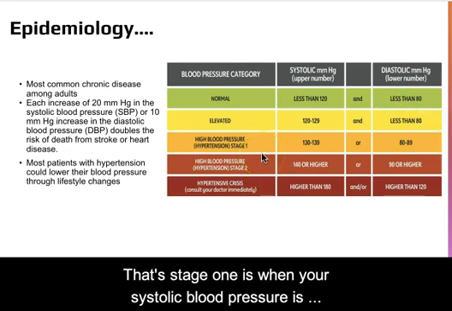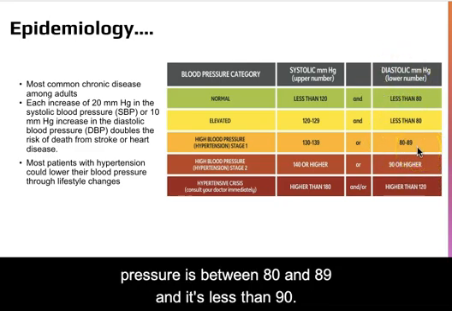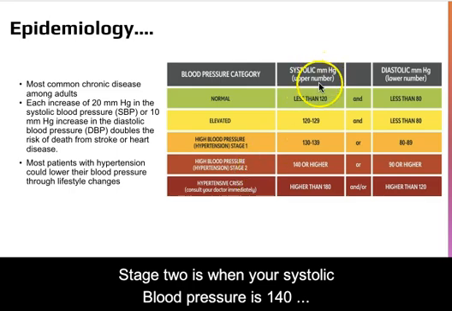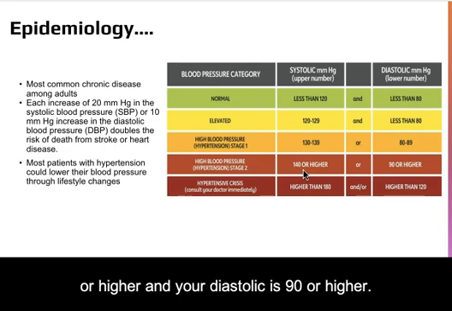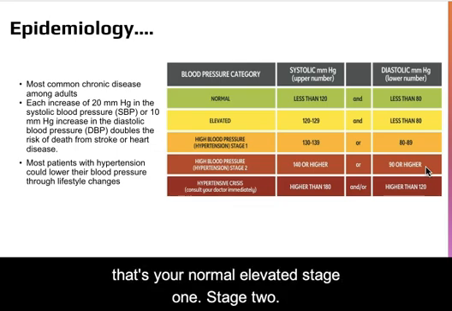High blood pressure, stage 1, is when your systolic blood pressure is between 130 to 139, or your diastolic blood pressure is between 80 and 89. High blood pressure stage 2 is when your systolic blood pressure is 140 or higher, and your diastolic is 90 or higher. So that's your normal, elevated, stage 1, stage 2.